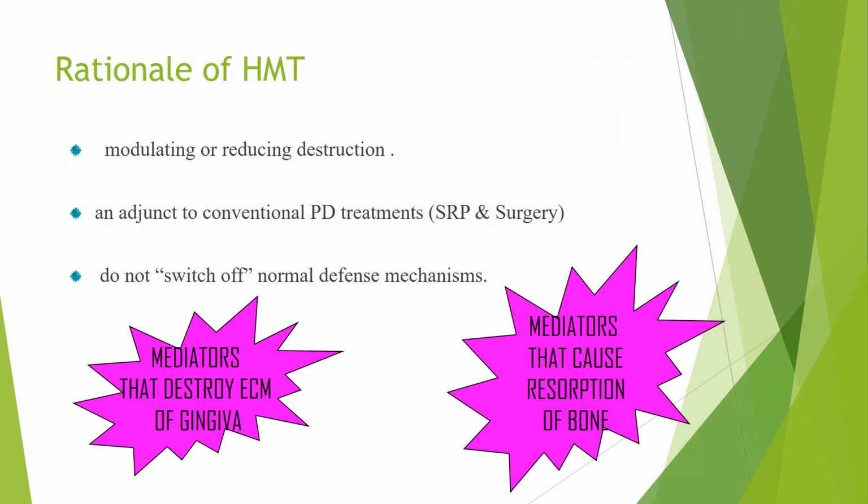Based on this, the rationale of host modulatory therapy is to modulate or reduce the destruction, as an adjunct to conventional periodontal treatments, especially scaling and root cleaning foremost, and if possible, if you're doing any access flap surgery in individuals who are immunocompromised or refractory to the periodontal treatment. This host modulatory therapy can be an adjunct. Basically, the most important part of this therapy is that it does not switch off the normal defense mechanisms. That is very important when we are giving such host modulatory therapy.